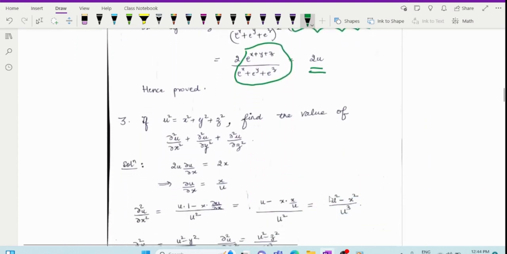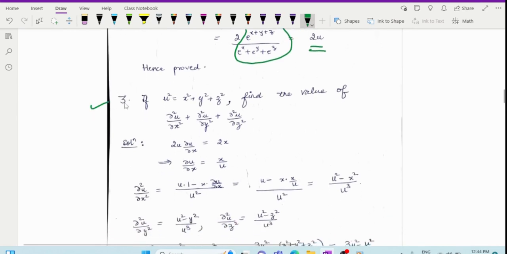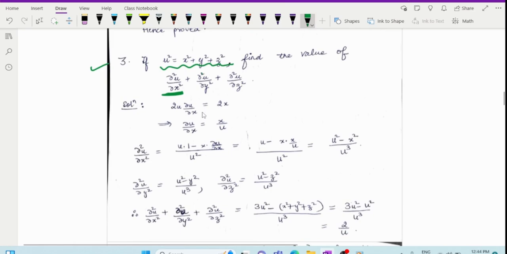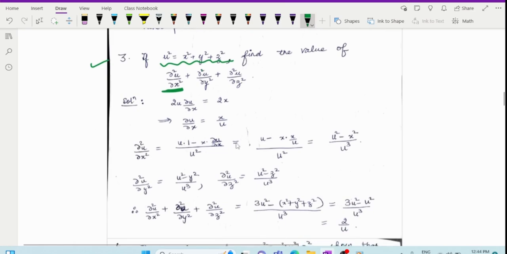So moving on, a similar question, u is dependent on x, y, z, and you have to find the value of del 2u by del x square. And since it's a symmetric relationship, it's always advisable to find out one and write rest of them using the symmetry of u. You don't have to calculate them again. So look here, since you have got del 2u by del x square after applying quotient rule, etc., it turns out to be this.